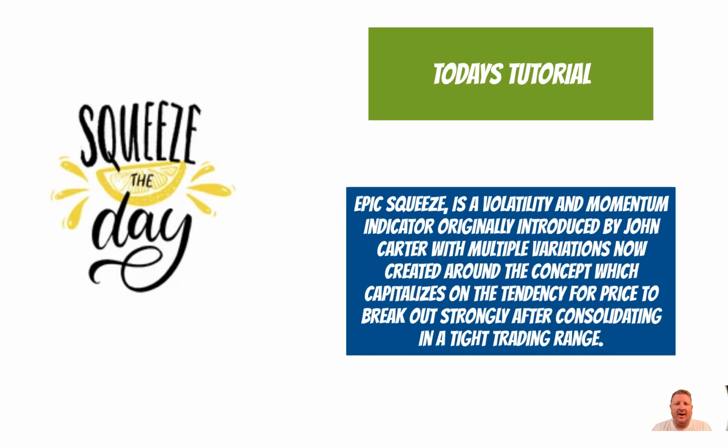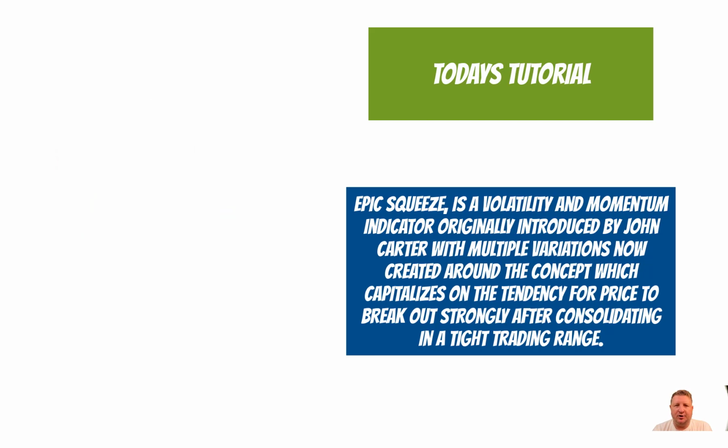Today's tutorial will be on Epic Squeeze. Epic Squeeze is a volatility and momentum indicator. It was originally developed by John Carter with Simpler Trading. I encourage you to check him out. He's got a lot of resources on this. It's also been called the TTM Squeeze with Thinkorswim. There's a lot of different videos, but he's the original creator. Wanted to give credit to him for that.